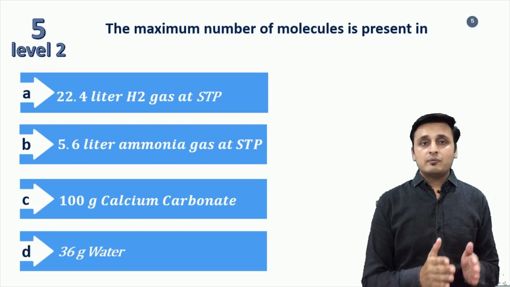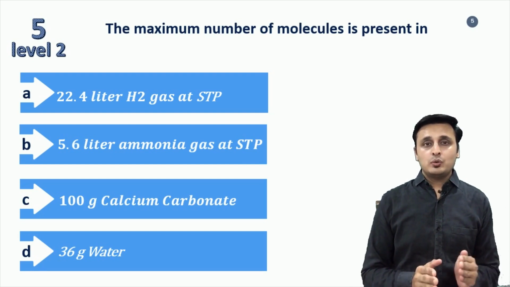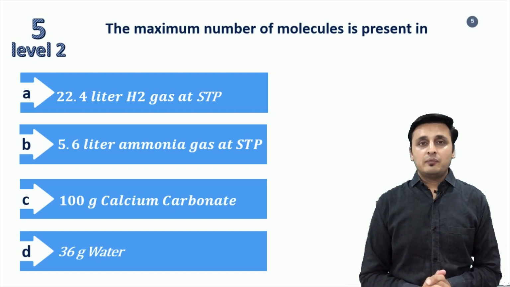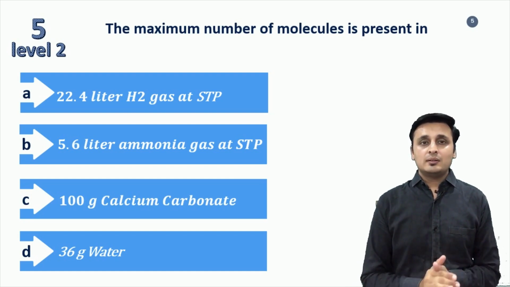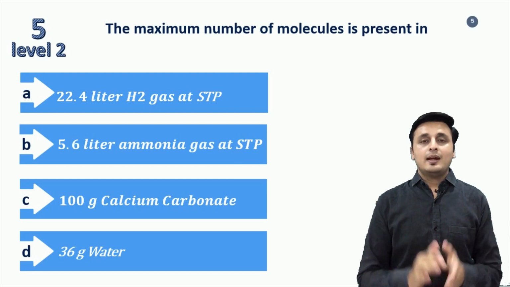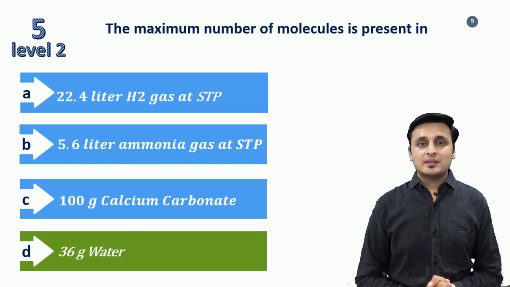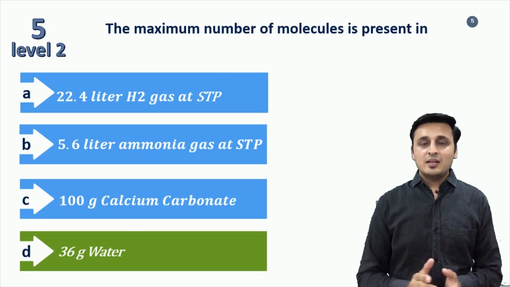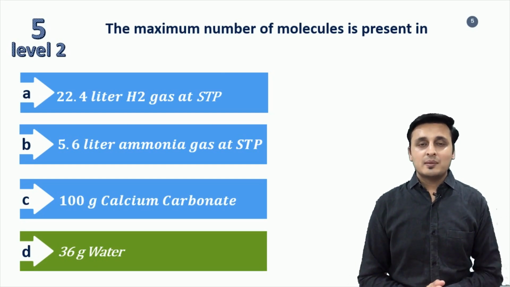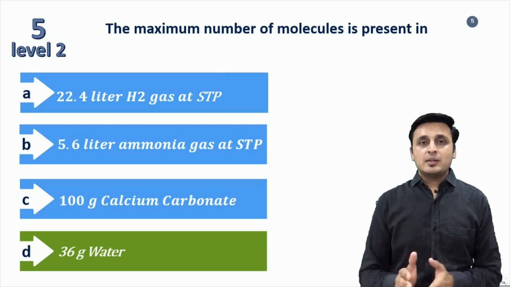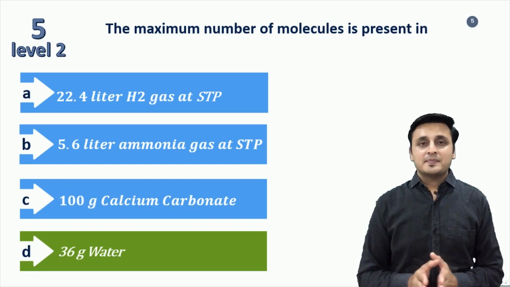In this case, if the mole number is 2, then the number of molecules is 2 into Avogadro's number, and therefore the maximum number of molecules is present in the water, that is 36 gram of water. And the correct answer is option D, that is 36 gram of water. Such kinds of questions are very important. They are often asked in various competitive examinations, and we just have to find out the mole numbers and then we get the answer.